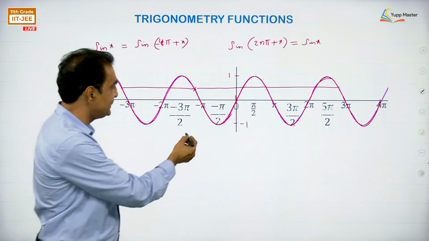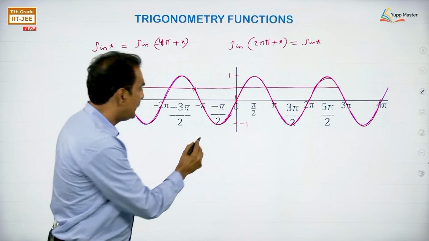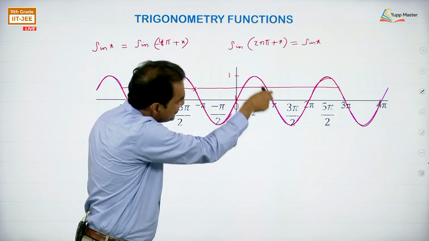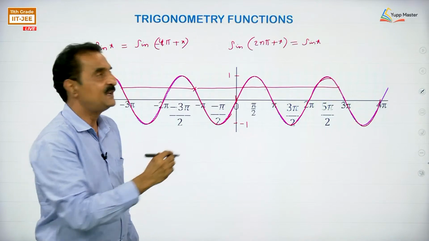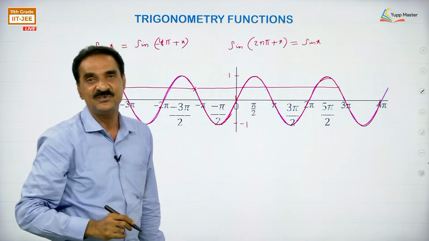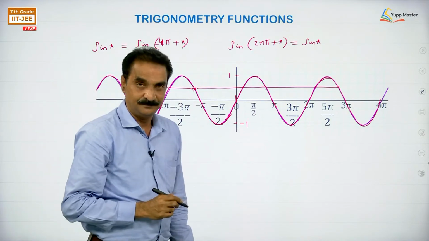You can easily see the value of sin x oscillates between minus 1 and plus 1, and after reaching minus 1 again it starts increasing, after reaching 1 it starts decreasing. So, the maximum, greatest value of sin x is 1 and the least, smallest value is minus 1. Okay.